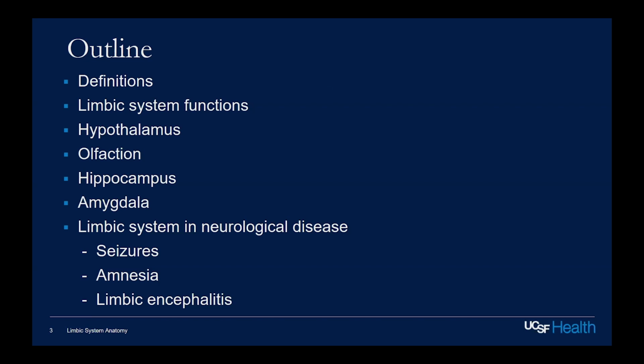I'll discuss some of the structures that are related to the limbic system, including the hypothalamus, olfactory bulb, hippocampus, amygdala, and then I'll also talk about how the limbic system is involved in different neurologic diseases.